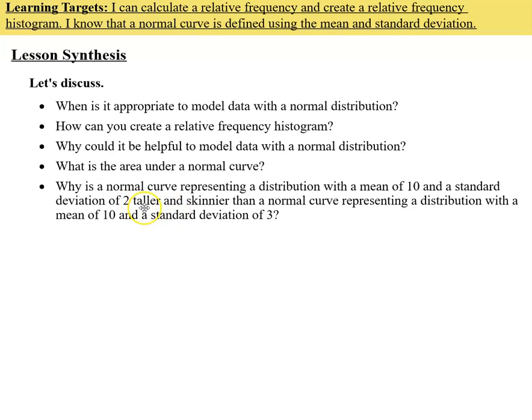And why is a normal curve representing a distribution with a mean of 10 and a standard deviation of 2 taller and skinnier than a normal curve representing a distribution with a mean of 10 and a standard deviation of 3? It's because a smaller standard deviation means that your data is less spread out, so there will be more values closer together, creating a higher frequency, and therefore the normal curve will be higher. Whereas when you have a larger standard deviation, it's more spread out, and so the frequencies will be lower.